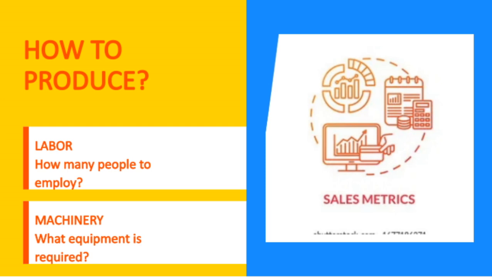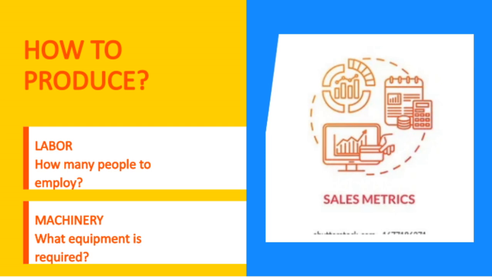Then, we need to consider how many people are involved, how much labor is required. This helps us plan staffing, ensure safety, and optimize workflow. Lastly, how to produce. This is about the actual steps, methods, and procedures we follow to turn raw materials into finished products. Connecting all these points is essential to designing a smooth, efficient, and scalable production system that aligns with our overall goals.